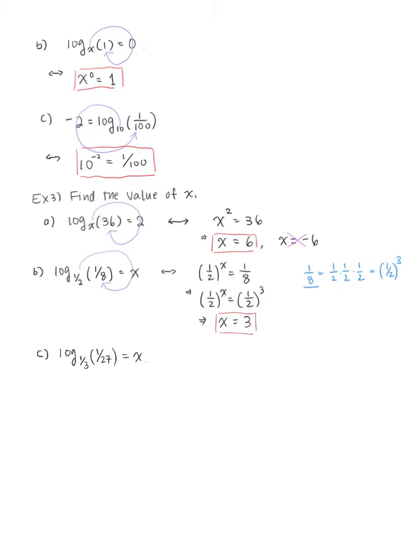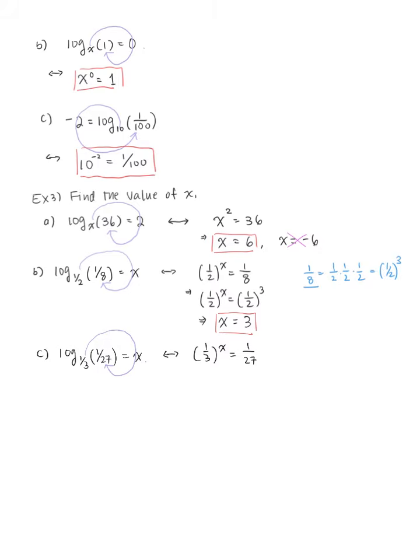Alright, so would you like to try this one? Part C, log base 1/3 of 1 over 27 equals x. Why not? Try this problem on your own and please tell me what you get. So I'm going to assume that you paused it and tried it. So let's get to work. So I'm going to go 1/3 to the x equals 1 over 27. Let me just rewrite it that way.